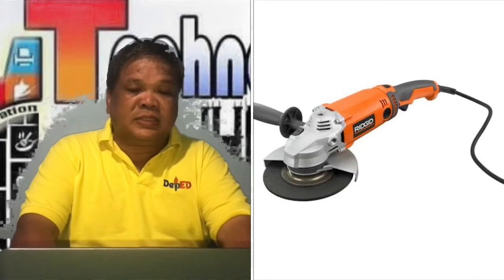Next is the portable electric grinder. This is also called an angle grinder, side grinder, or disc grinder. It is a handheld power tool used for grinding and or cutting and polishing. Angle grinders can be powered by an electric motor, petrol engine, or compressed air.